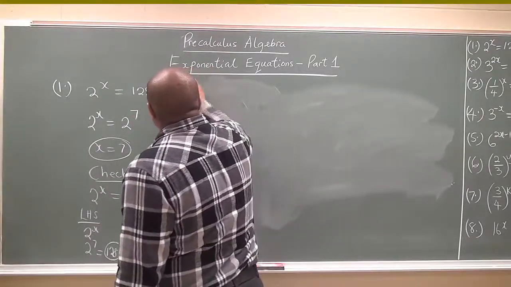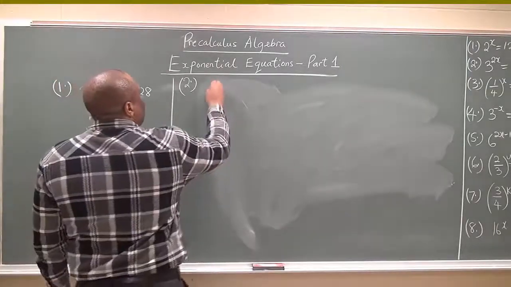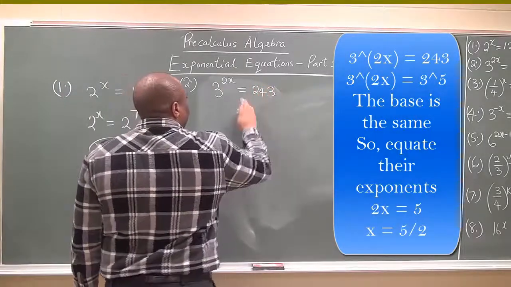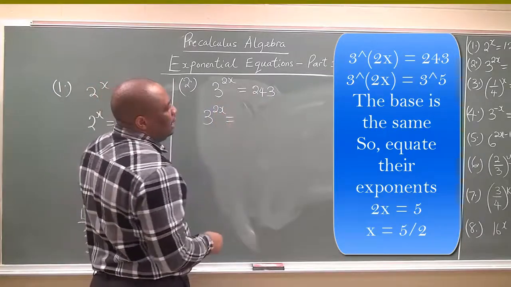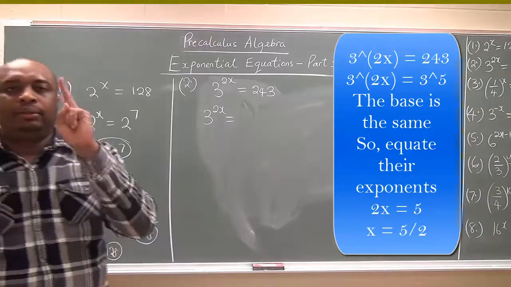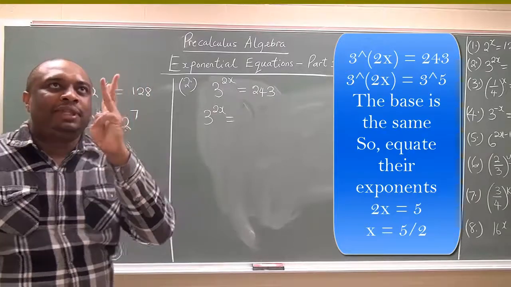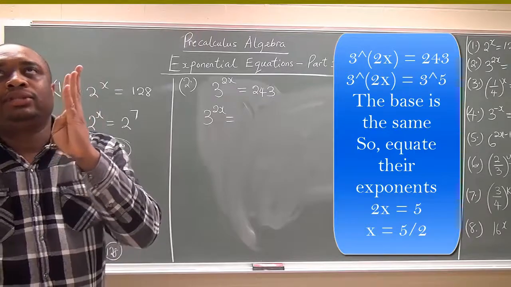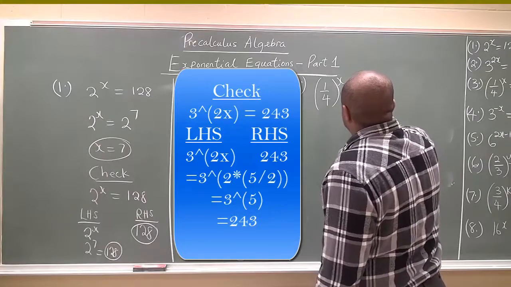Okay, so the steps I listed is what we are going to use to solve this, right? All of it. The next one, 3 exponent 2x is equal to 243. So this means that 3 exponent 2x will give us 243. 3 times 3, 9, right? 9 times 3, 27, 3 cubed. 27 times 3, 81. And 81 times 3 is 243.